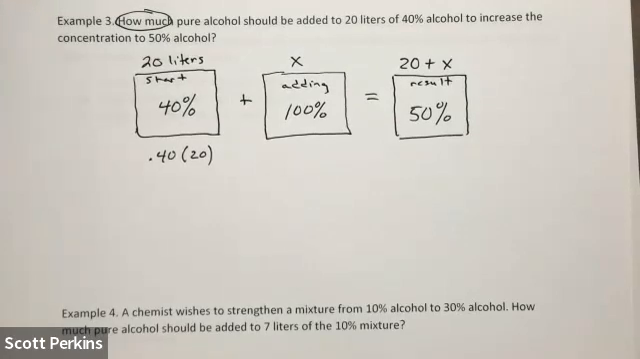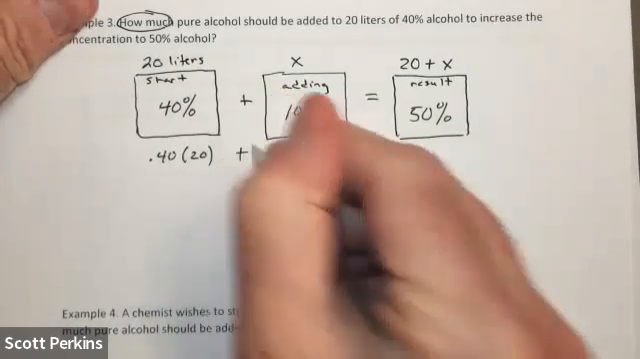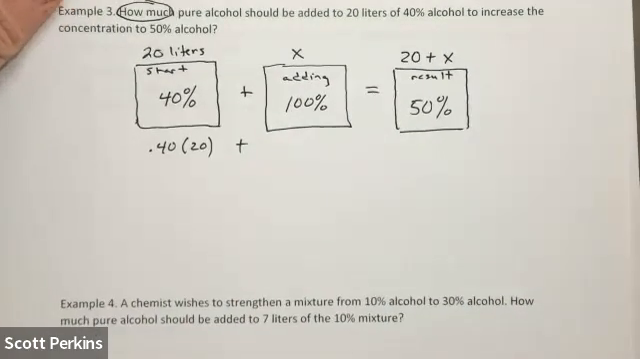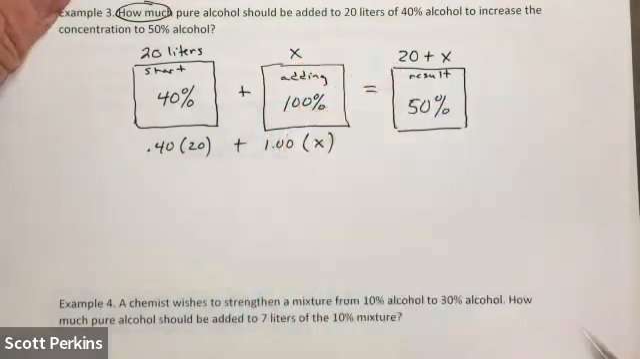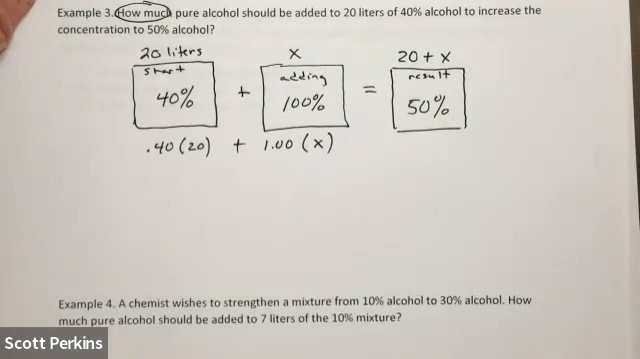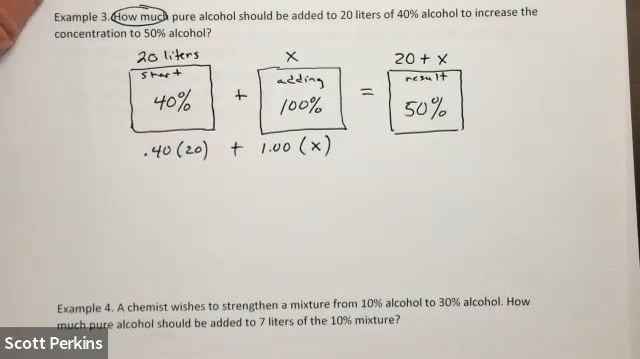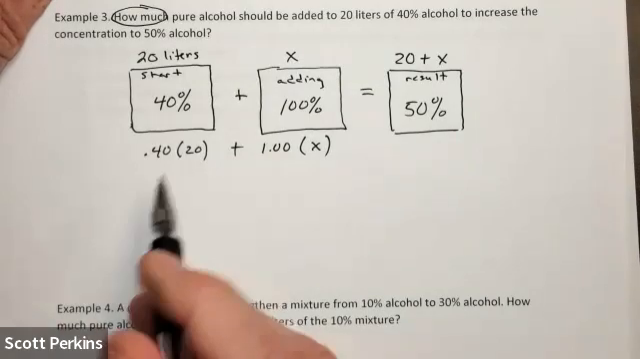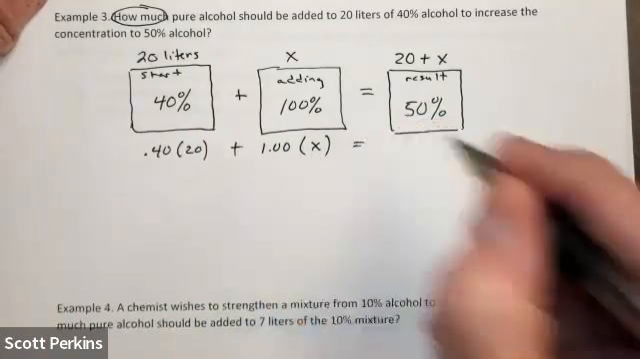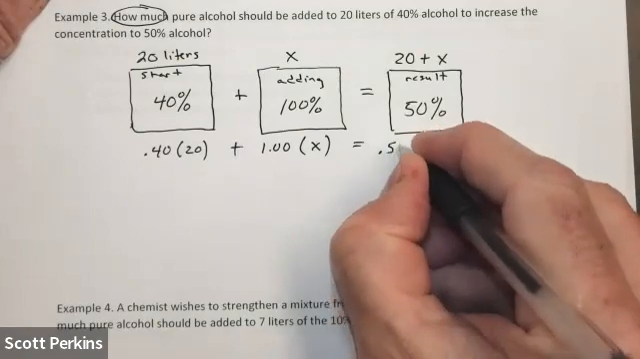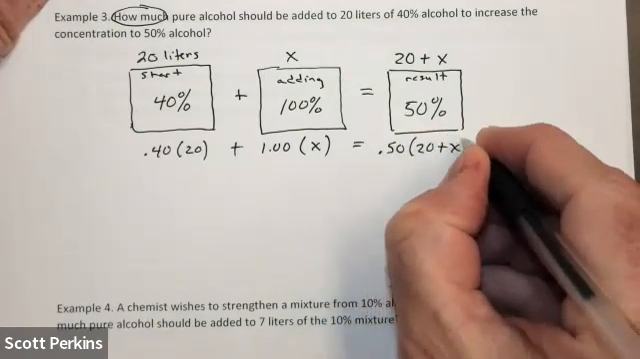Percents never work on their own. It's always a percent of something. So when you do the math, that's going to be 8. 8 liters of the 20 are actually alcohol molecules. The rest of it is water. Plus, well, the decimal for 100% is going to be 1.00 times x, because that whole box, everything in it is alcohol molecules. So each time I've just taken my percent times volume, percent times volume. On the other side, same thing, 50% of my volume, 20 plus x.